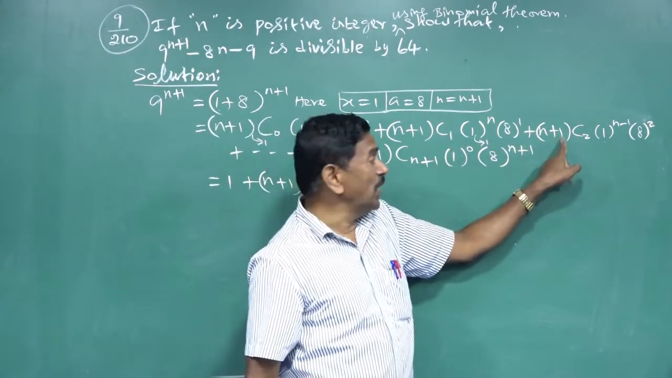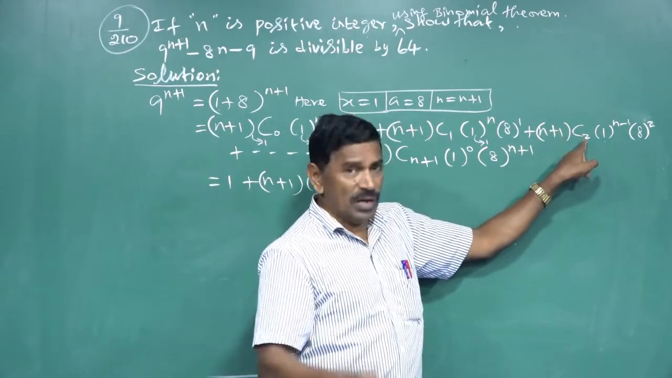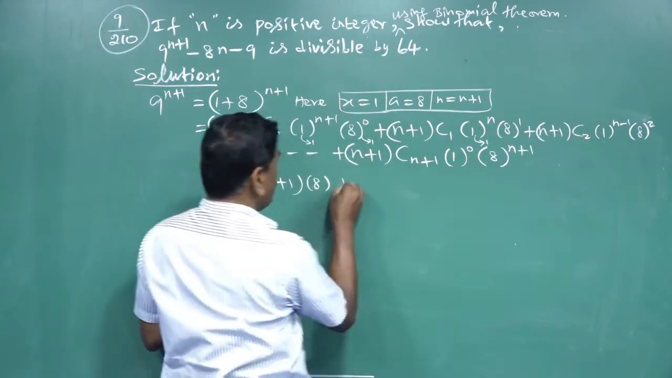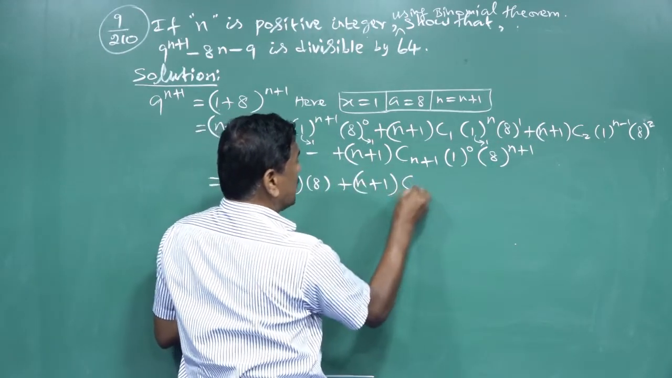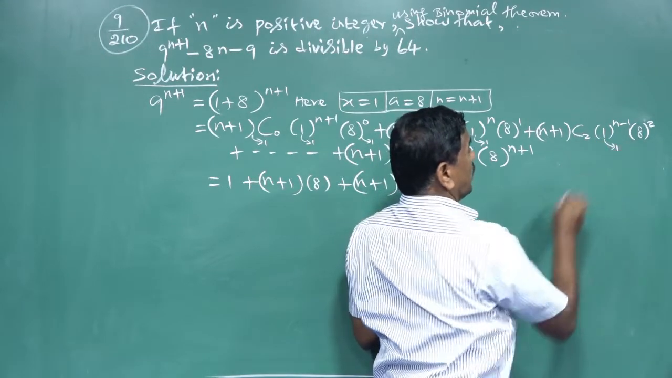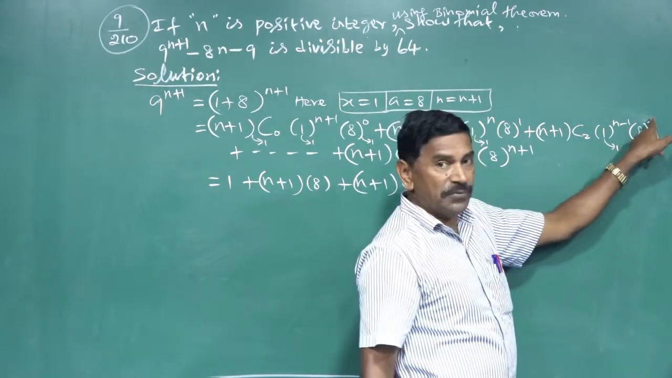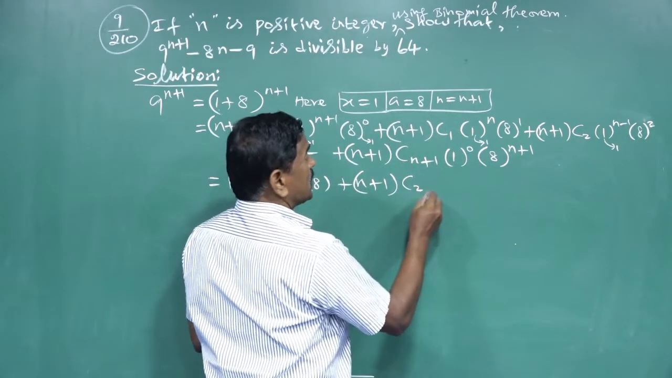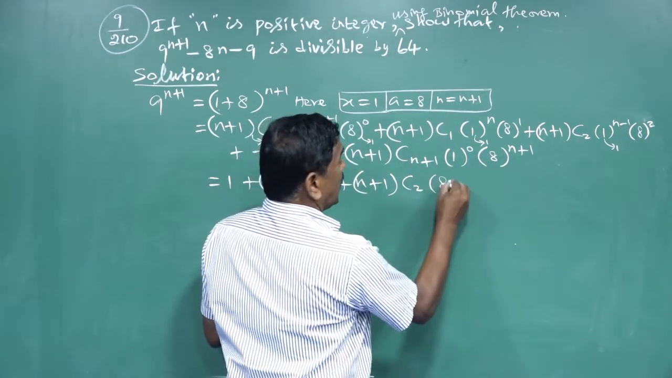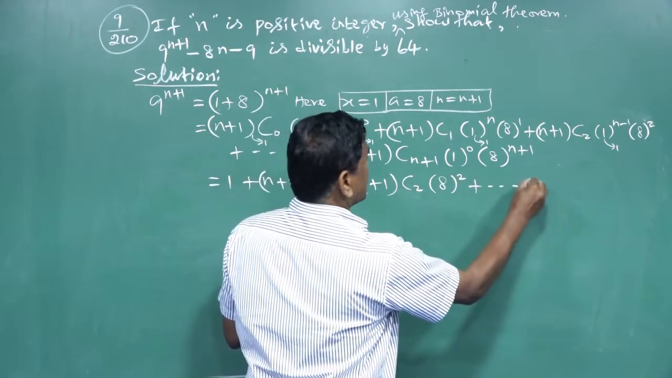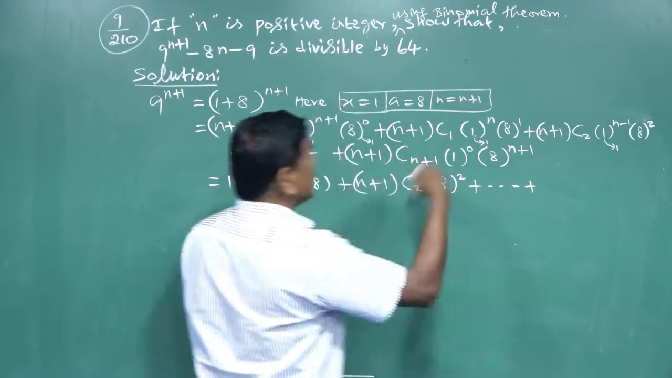Come to here. Here, n plus 1 C2, write as it is. Don't simplify. n plus 1 C2 as it is. Next, 1 power any number, 1 power anything tends to 1. And a square equal to 64. Now we can write a square equal to 64, or otherwise one can write a square as it is. No problem. Okay, now plus etc. plus etc. plus.